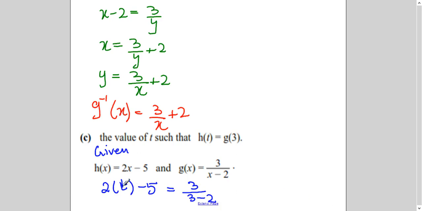I have written 2t minus 5. And because it is saying g of 3, I'm writing 3 divided by 3 minus 2. Because the question is saying they are equal to each other, that's why I have equated them. And after that, I will simply solve it.